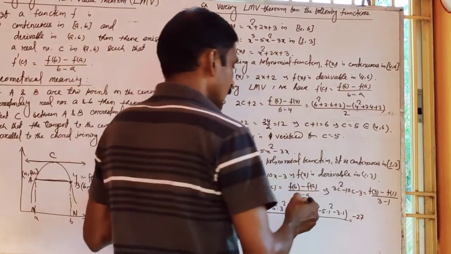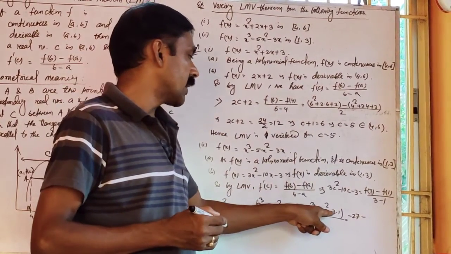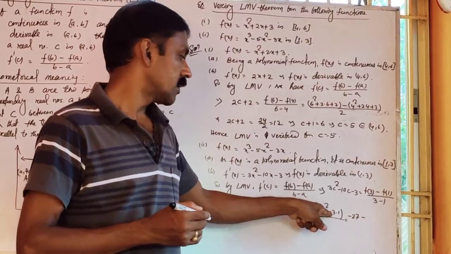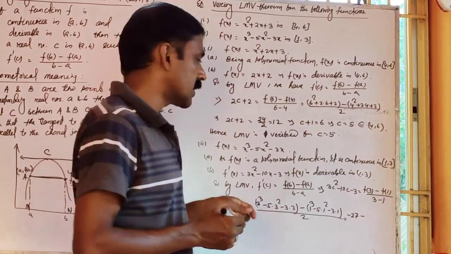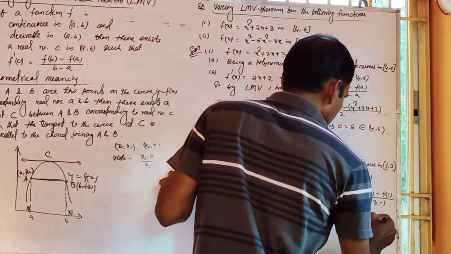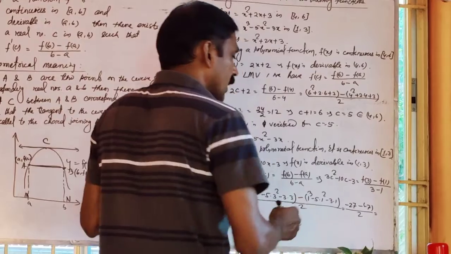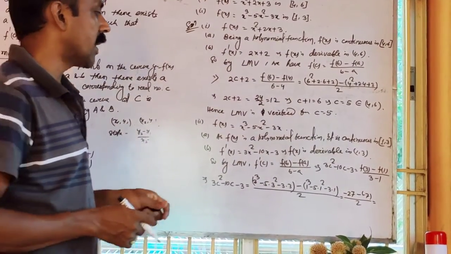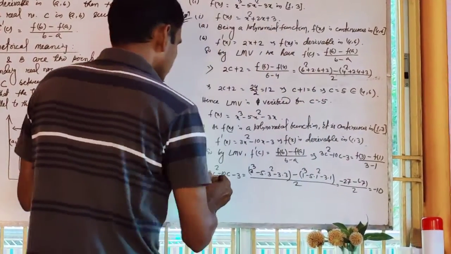Then it is minus, that again 5 minus 3. How much? Minus 5 minus 3, minus 8. Minus 8 plus 1, minus 7. Okay, by 2. That is minus 27 plus 7, minus 20. Minus 20 by 2 is minus 10.